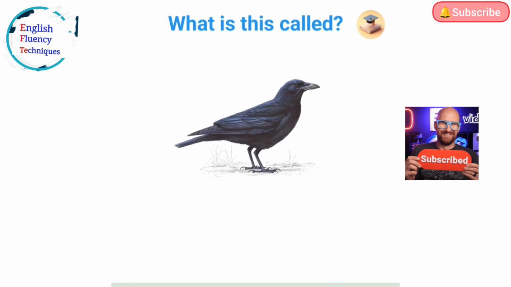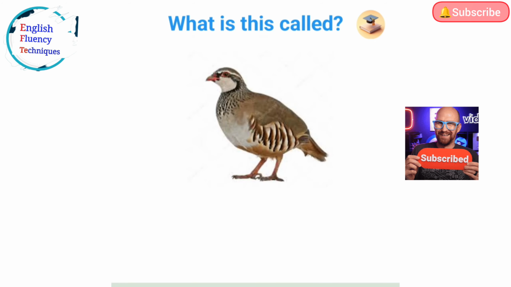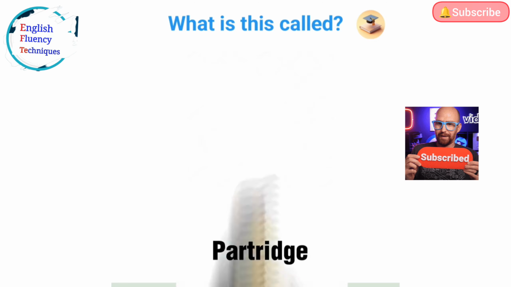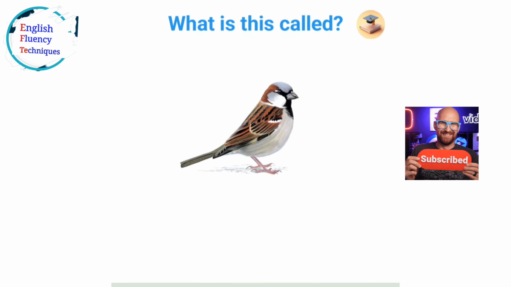Stork. What is this called in English? Crow. What is this called in English? Hoopoe. What is this called in English? Partridge. What is this called in English? Penguin.